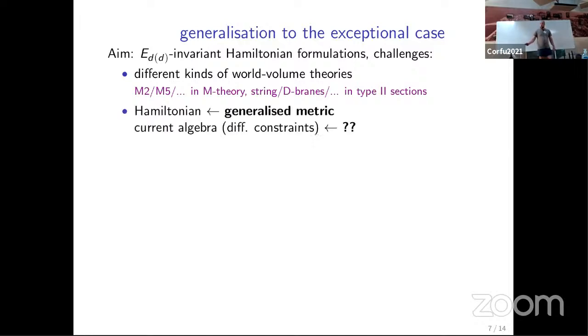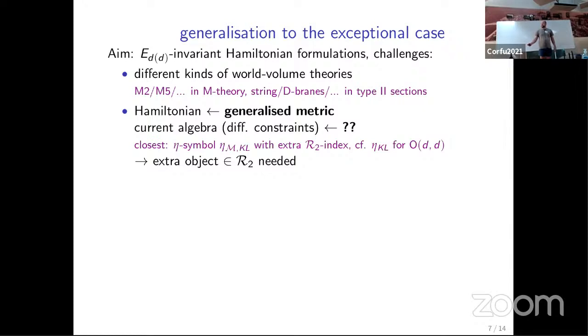Then we saw the generalized metric corresponds to the Hamiltonian. And we had that this eta symbol, the invariant metric, corresponded to the Poisson structure, to the current algebra. And in case of the exceptional groups, we don't have a thing with only two indices. So we have an extra R2 index, and we need to handle that somehow. And the answer will be that we need some additional object in this R2 representation that we contract with that object.